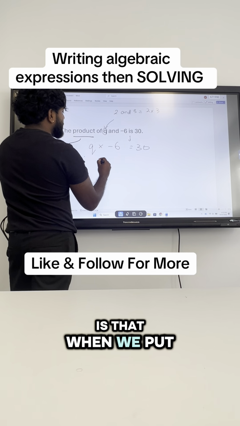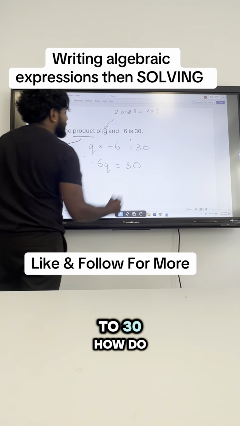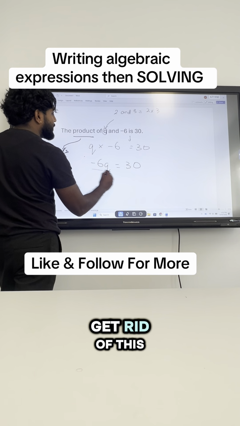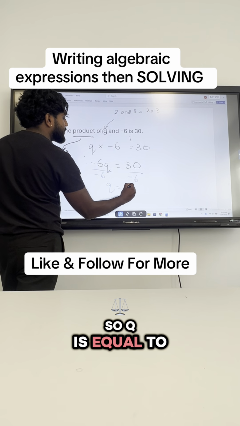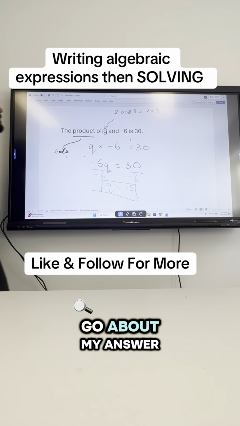So what is that when we put it together? -6q equals 30. How do I solve for my q? I've got to actually get rid of this -6, dividing it. So q is equal to -5. And that's how I go about my answer.